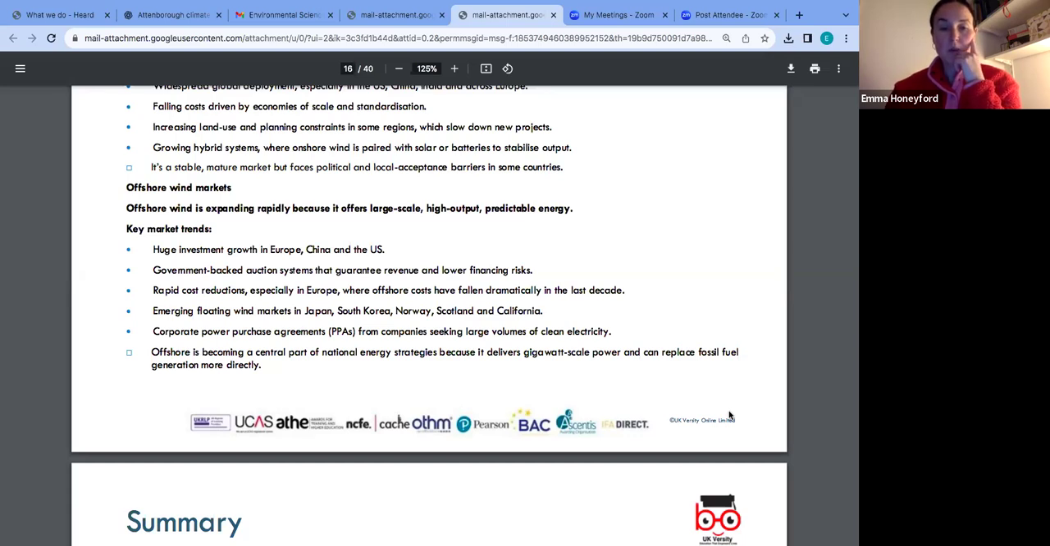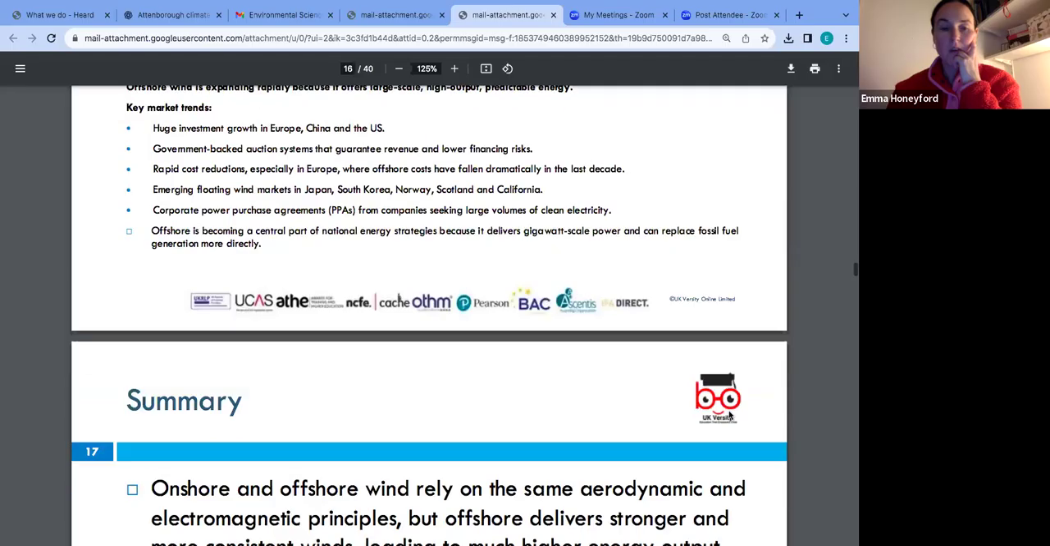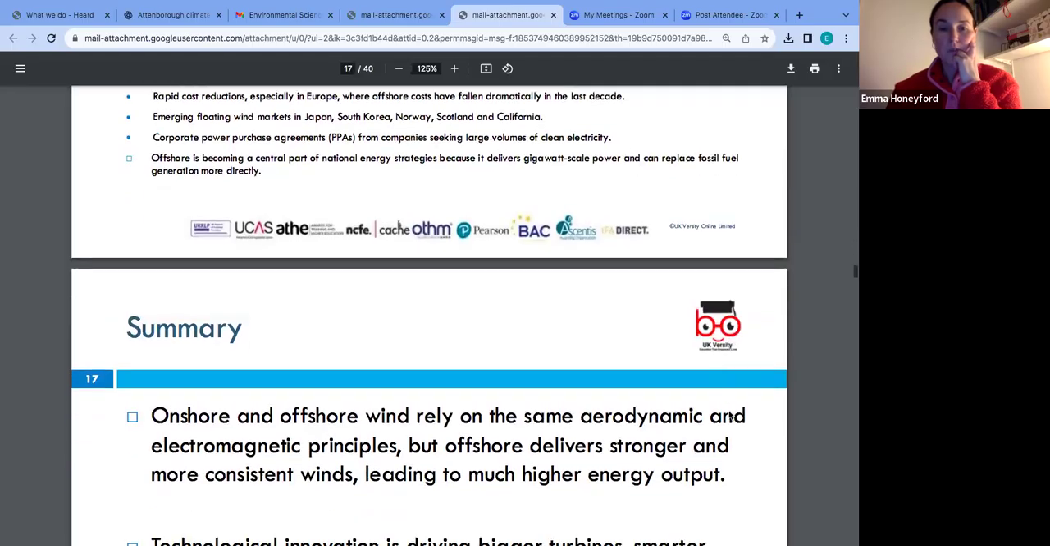So offshore is becoming a central part of national energy strategies because it delivers gigawatt scale power and can replace fossil fuel generation more directly. So it is good news.